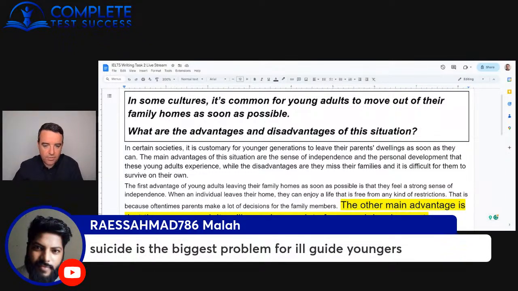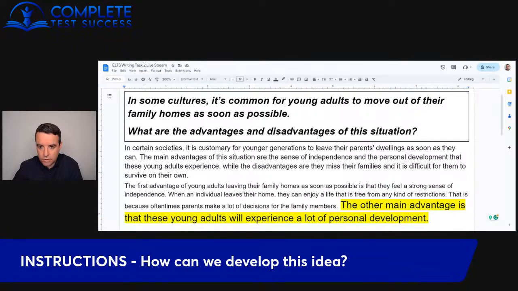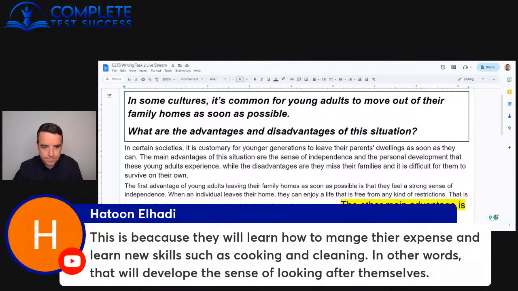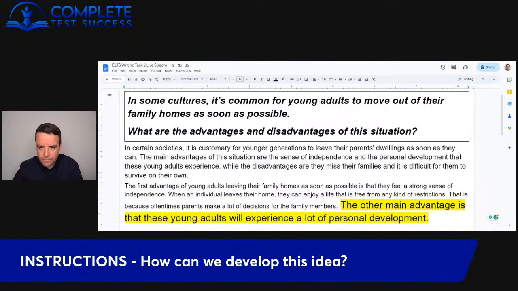Suicide is the biggest problem for ill-guided youngsters. So more youngsters. Okay, yep. As long as you can explain it clearly, that's fine. This is because they will learn how to manage their expenses and learn new skills such as cooking and cleaning. In other words, they will develop the sense of looking after themselves. Yeah, good. Well done.